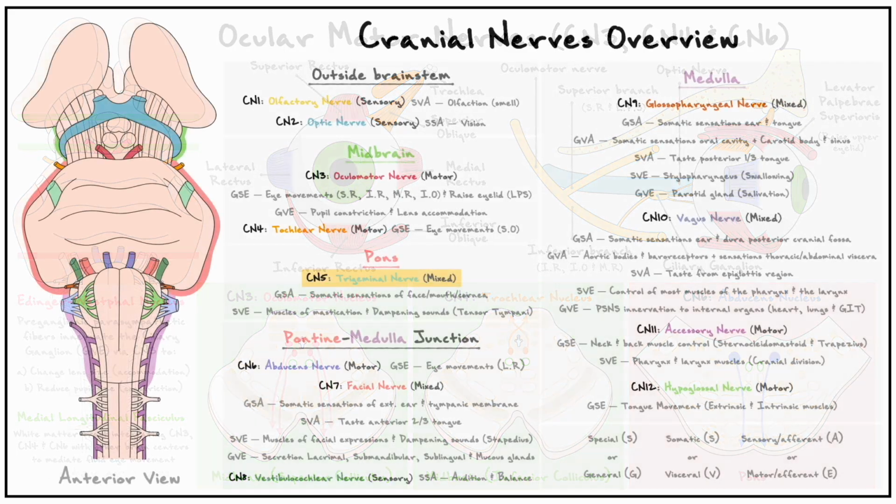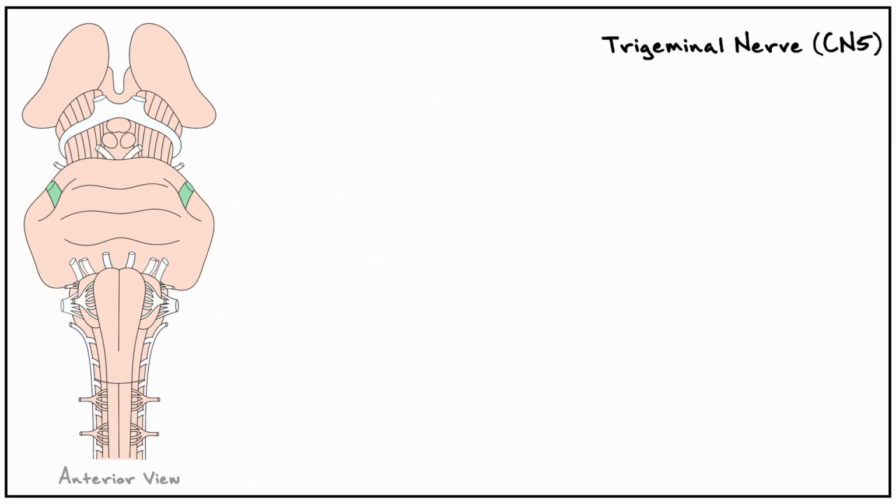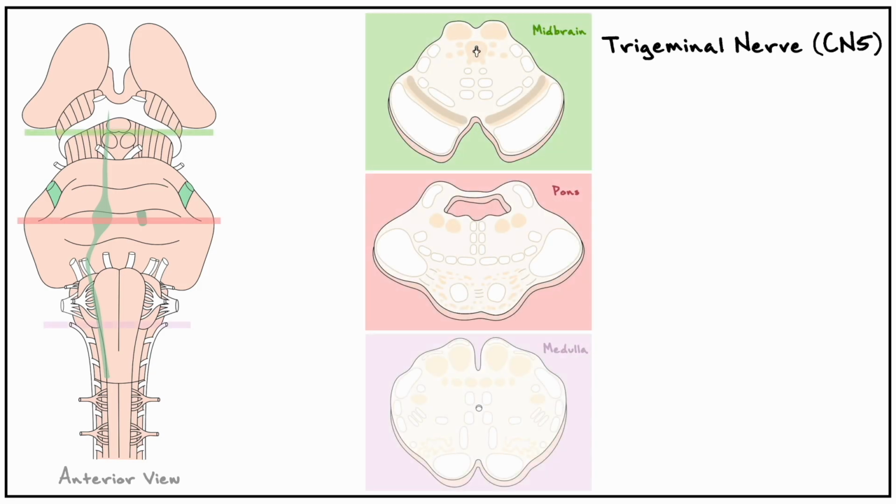With these 3 cranial nerves covered, we can move on to the next cranial nerve, the trigeminal nerve. In comparison to the other cranial nerves, the trigeminal nerve is very special because its respective nucleus is located all over the brainstem, as you can see in green. In total, there are 4 divisions of the trigeminal nucleus, and to see them more clearly, let's take a cross-section at the level of the midbrain, pons, and medulla.